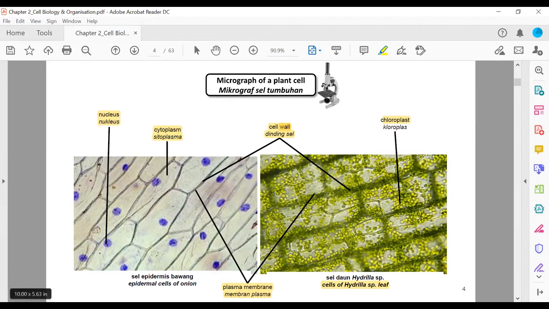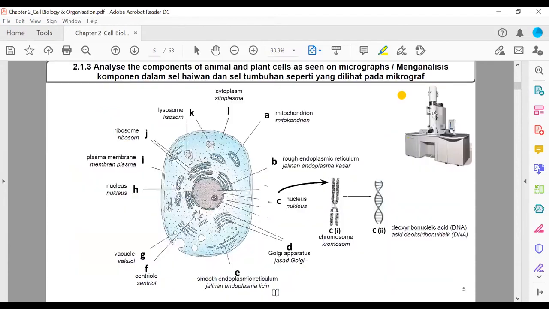Okay, so how many things can you see? Only 5 things: nucleus, cytoplasm, cell wall, chloroplast and plasma membrane. Under the light microscope. Other things you cannot see. Okay, understand? Good. Page 5. Now, 2.1.3.